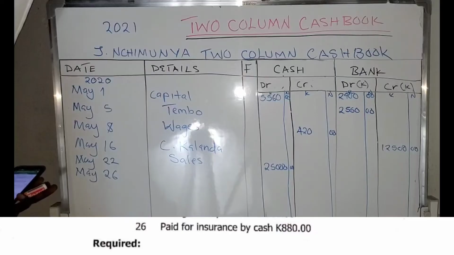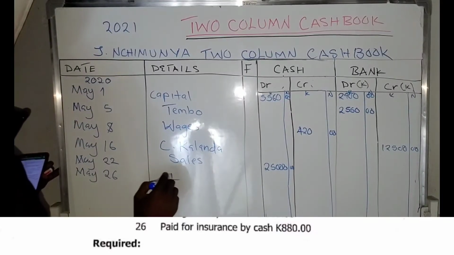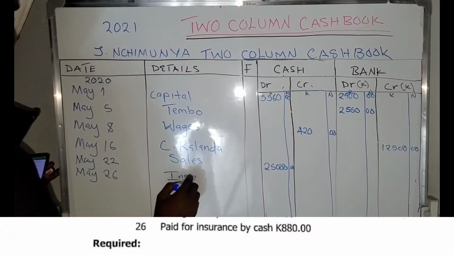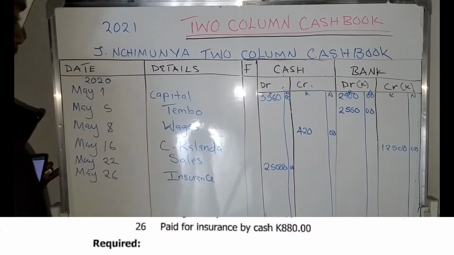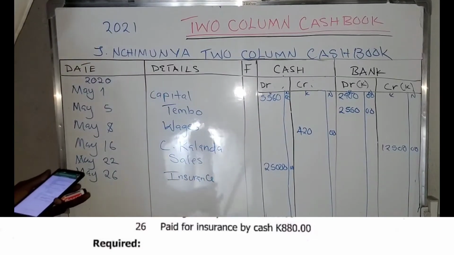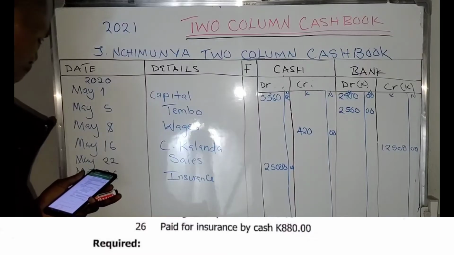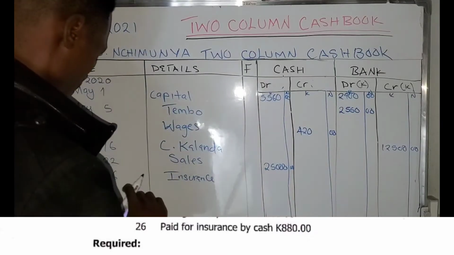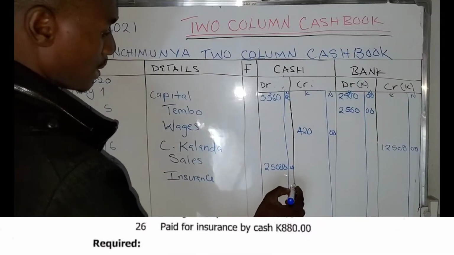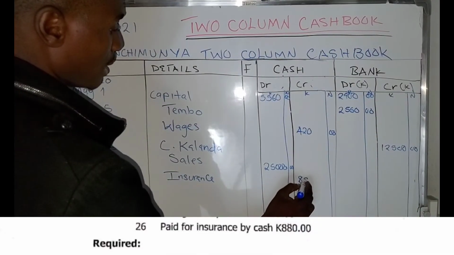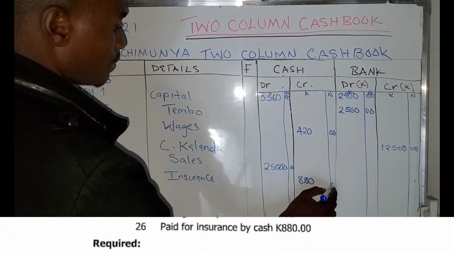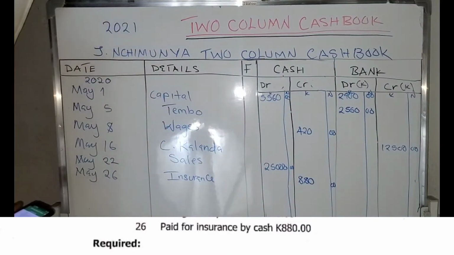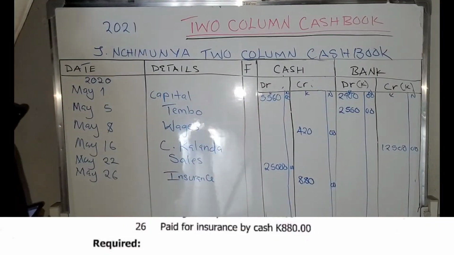Paid insurance by cash. It's us who paid for insurance. So we're going to say insurance in the details. Since we paid by cash, we're going to credit the cash account by 880.00 ngwe, like that. So the transactions are done. What you need to do is just to balance this account book, the cash book.